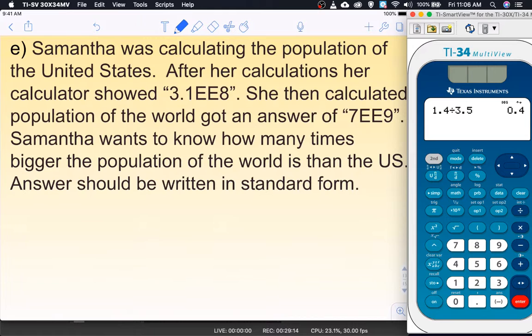Letter E is an interesting question. Samantha was calculating the population of the United States. After her calculations, her calculator showed 3.1 EE8. She then calculated the population of the world and got an answer of 7 EE9. Samantha wants to know how many times bigger the population of the world is than the US. Answer should be expressed in standard form. So the reason why this question comes up is there is a standard of mathematics that says students should understand calculator notation for scientific notation.